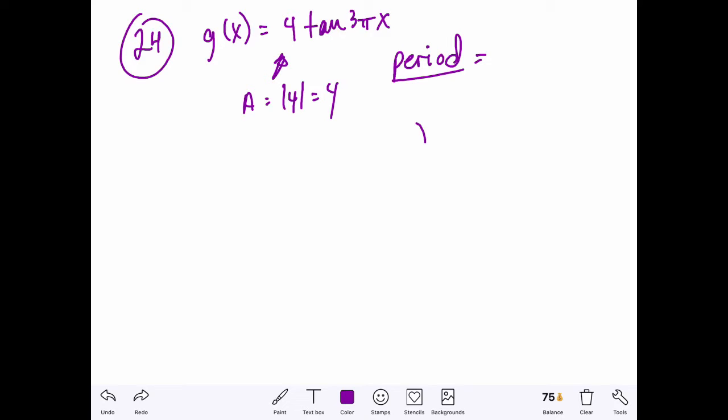Period, again, for tangent is pi over b, so pi over b here, which is 3 pi. So pi over 3 pi. The pi's cancel, and I'm left with 1 over 3. So my period length is 1/3.